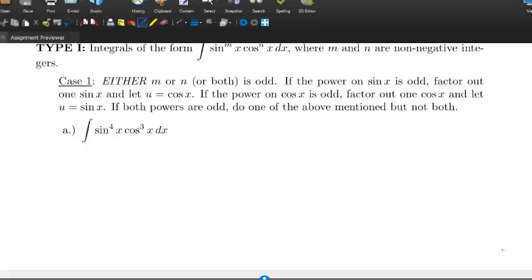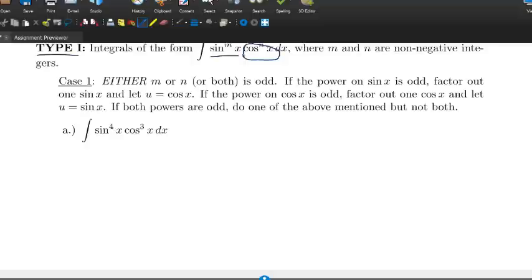Alright, as you can imagine, this section is called trigonometric integrals, and we will integrate trigonometric functions. Most of the time you will see them in the product form, and there are a couple of different cases. So let's start with type 1 here, where we will look at the integrals of the form some power of sine times some other power of cosine.